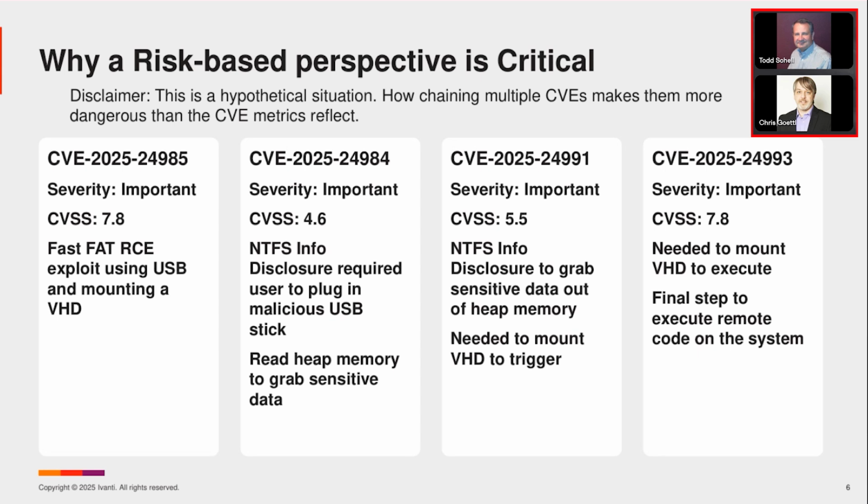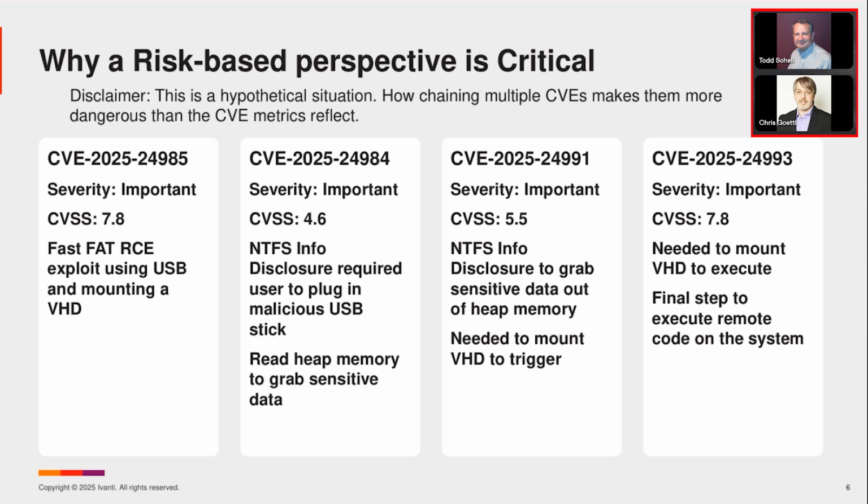So this is the type of threat that we deal with regularly nowadays. It's never one CVE that we need to worry about. It's a combination of multiple CVEs working together. And this is why looking at CVE-specific metrics blinds us to the greater risk.